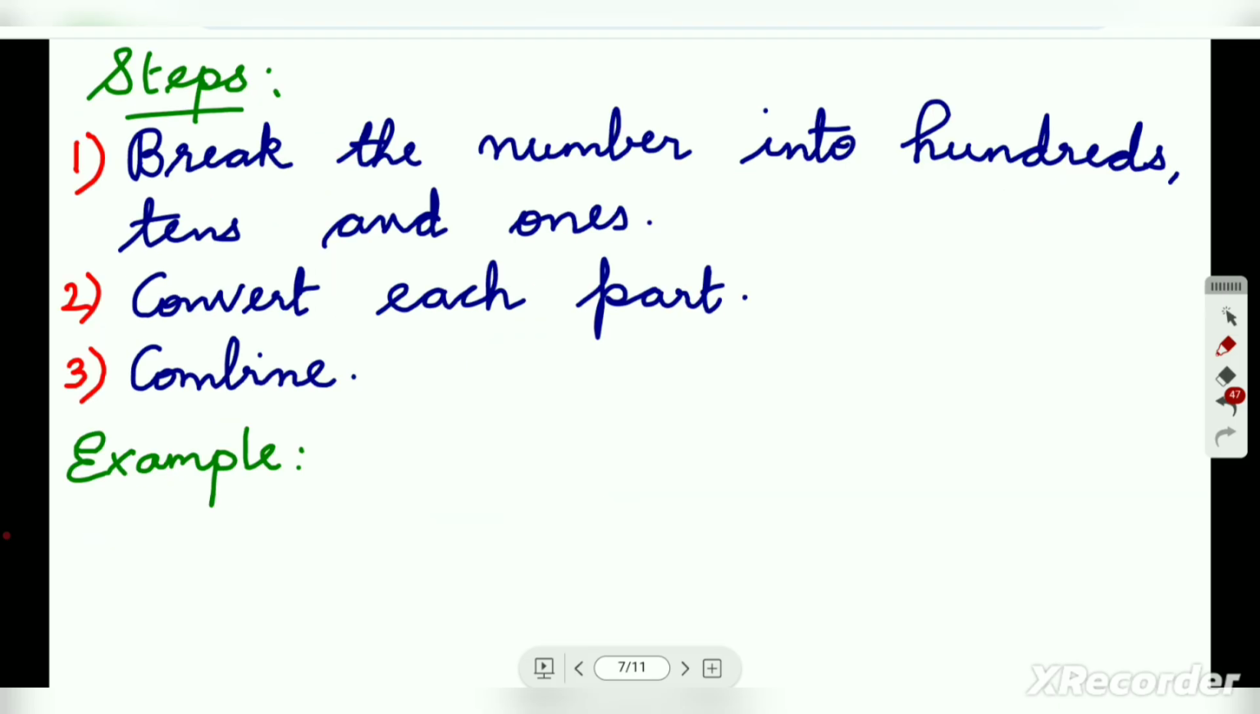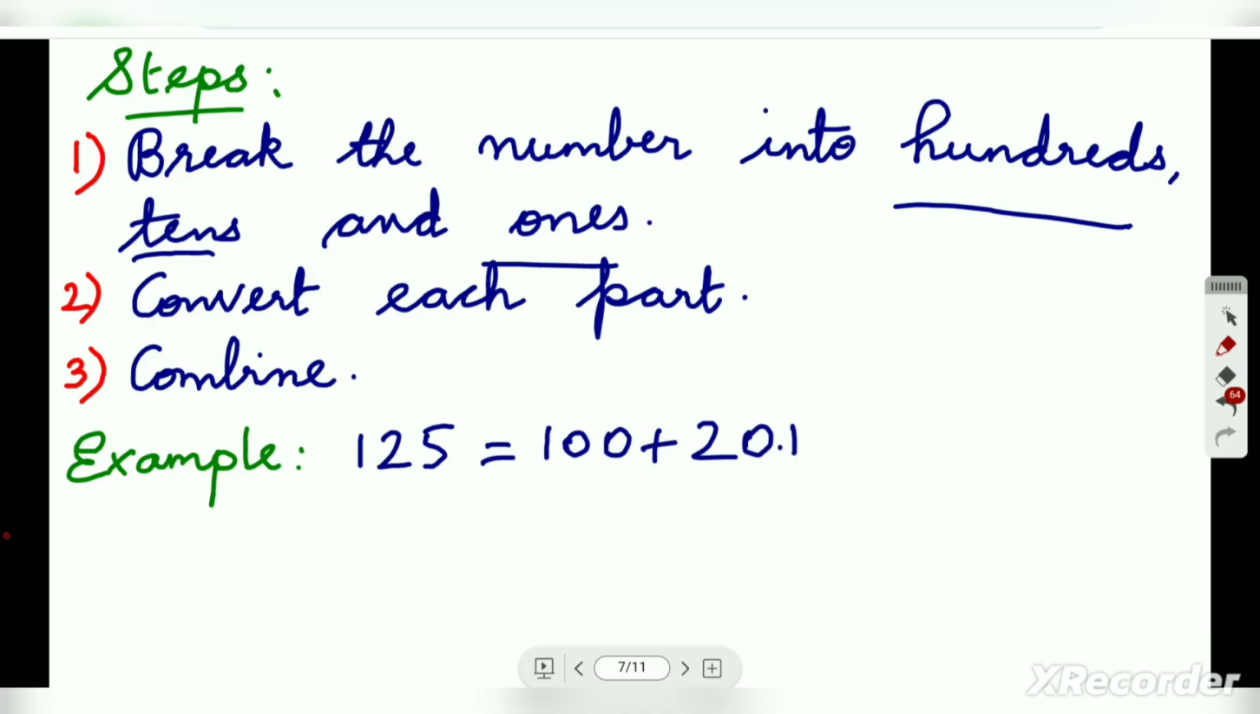So what are the steps which are required to convert numbers into Roman numerals? The first step is break the number into hundreds, tens and ones. You have to break the number. For example, if I take 125, I'm breaking the number into hundreds, tens and ones. So what will I get? 100 plus 20 plus 5. Okay. That is the first step.